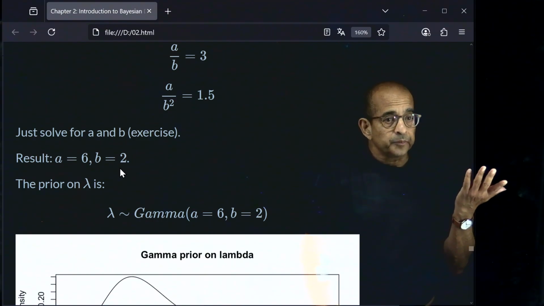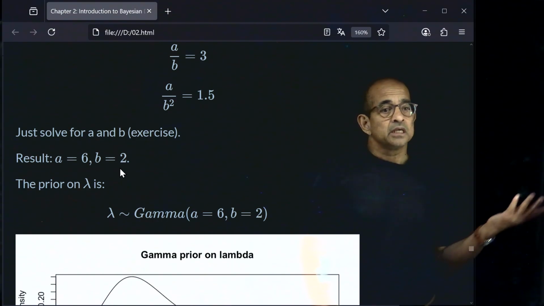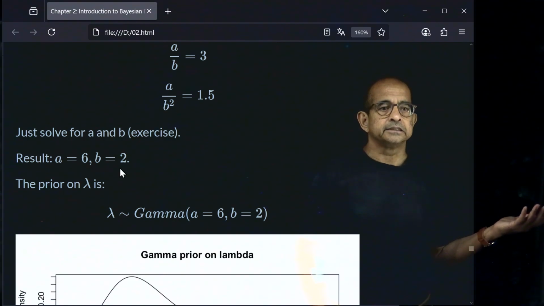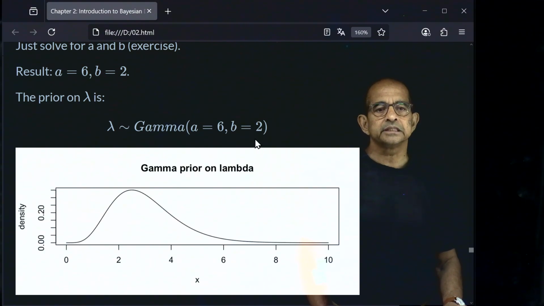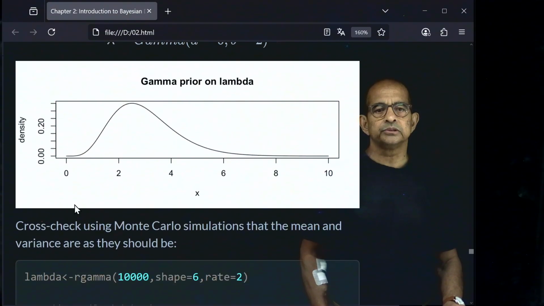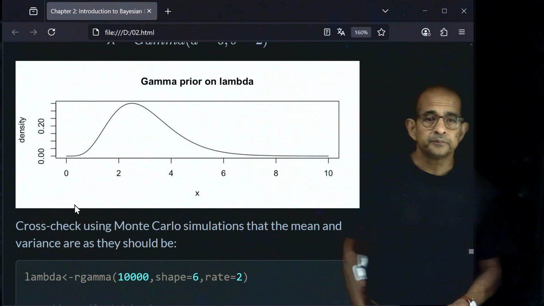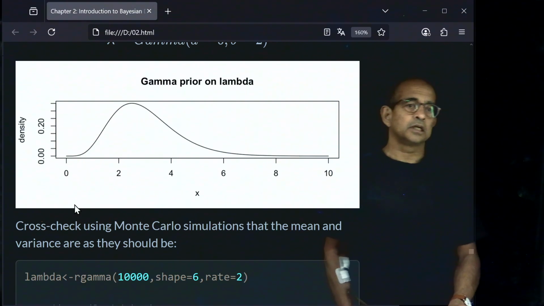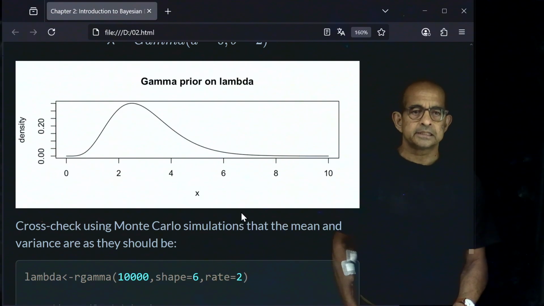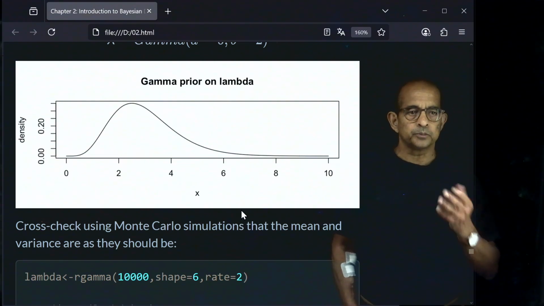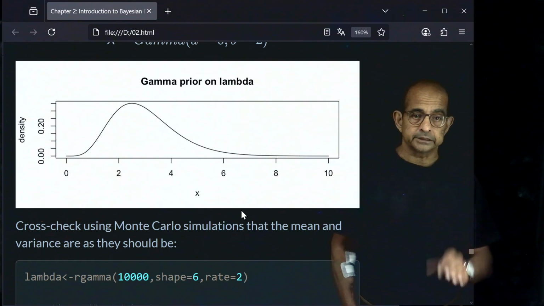Those are my hyperparameters that reflect my prior beliefs, based on prior data in this case. So I had some prior knowledge. These are my hyperparameters: a is equal to 6, b is equal to 2. I can visualize that just like I showed you earlier. This now reflects my prior belief about the distribution of the lambda parameter. I'm going to use this prior distribution in the calculations to compute the posterior up to proportionality.